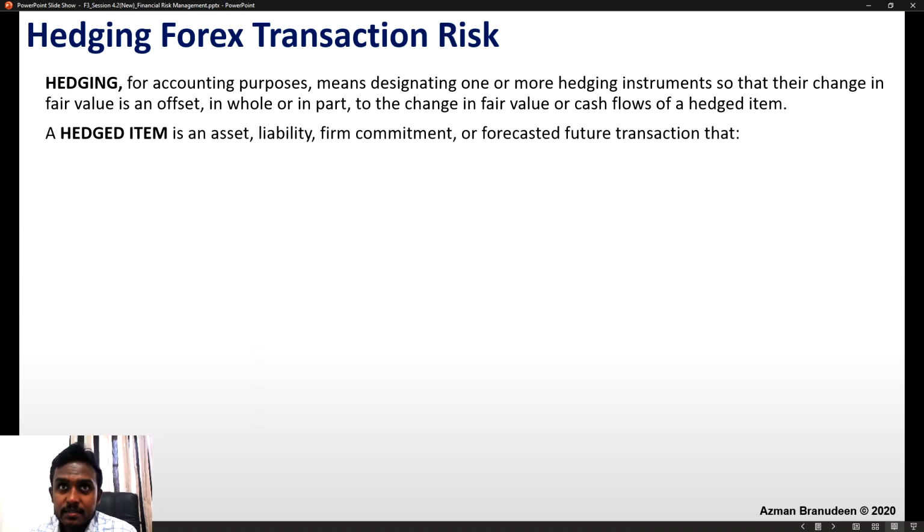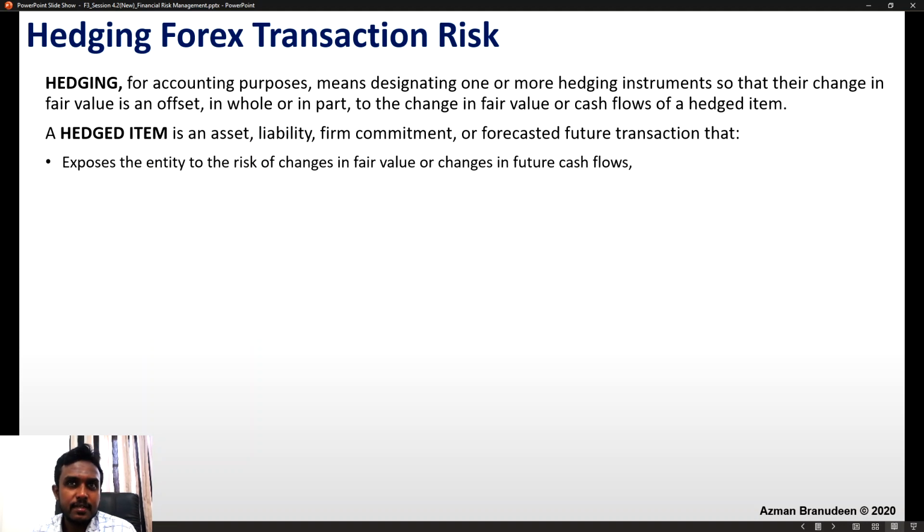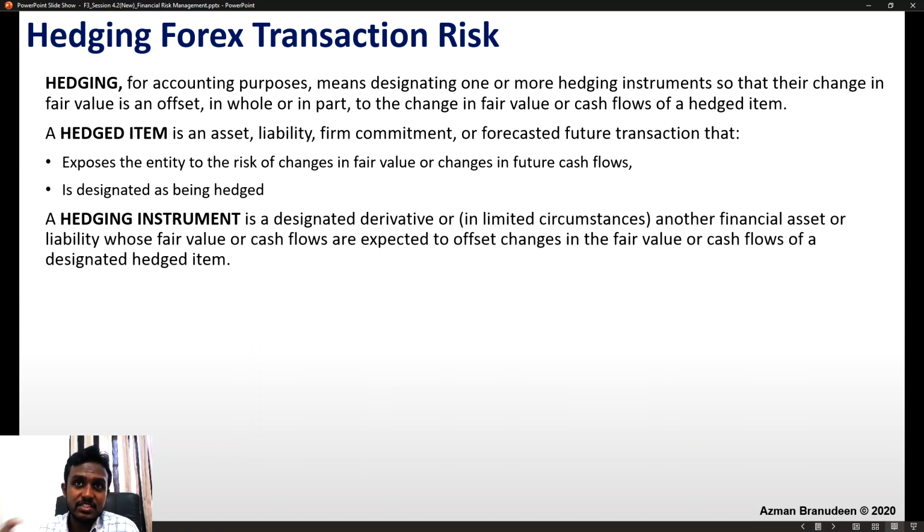A hedged item is an asset, liability, firm commitment, or forecasted future transaction that exposes the entity to the risk of changes in fair value or changes in future cash flows, designated as being hedged. And a hedging instrument is a designated derivative or another financial asset or liability whose fair value or cash flows are expected to offset changes in the fair value or cash flows of a designated hedged item.